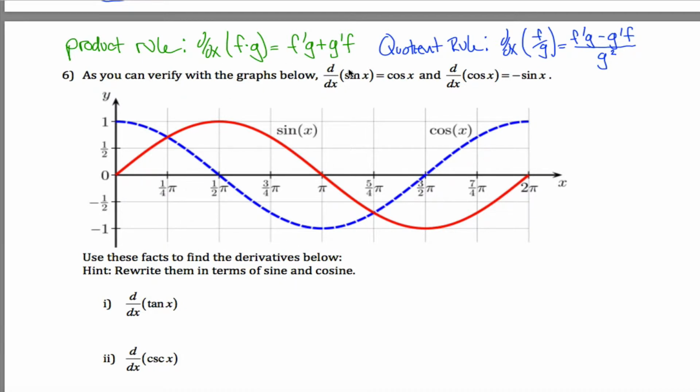Okay, essentially what I'm telling you is the derivative of sine is cosine, the derivative of cosine is negative sine. Those are two facts that are good to have memorized. A lot of people confuse these and think the derivative of cosine is sine. It is not. The derivative of cosine is negative sine.